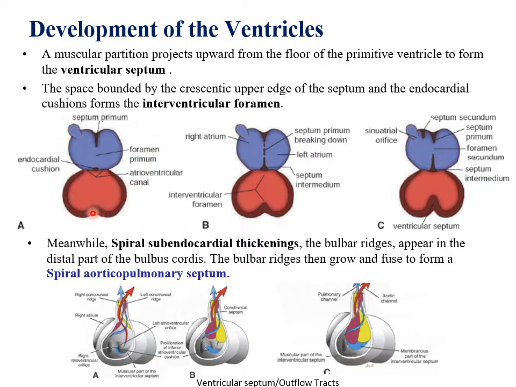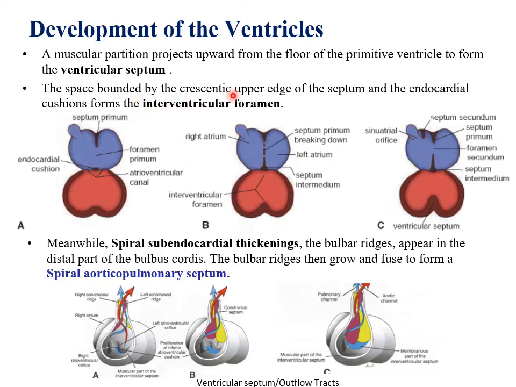So the muscular portion projects as a partition. This is the muscular part of the ventricles. It projects upwards from the floor of the primitive ventricle to form the interventricular septum. Gradually it will be growing. Just to keep it in mind, about two-thirds of the interventricular septum is muscular, and the upper part is membranous. So this muscular part of the interventricular septum will be forming from the floor of the early ventricle.